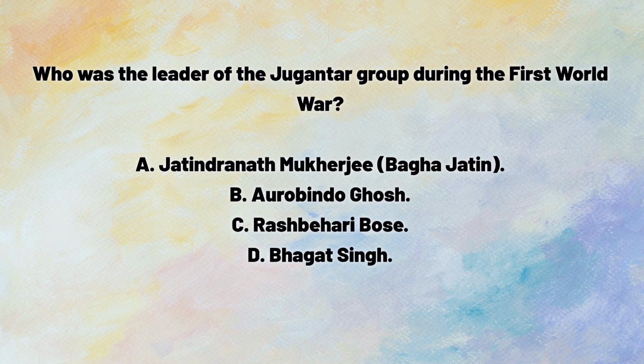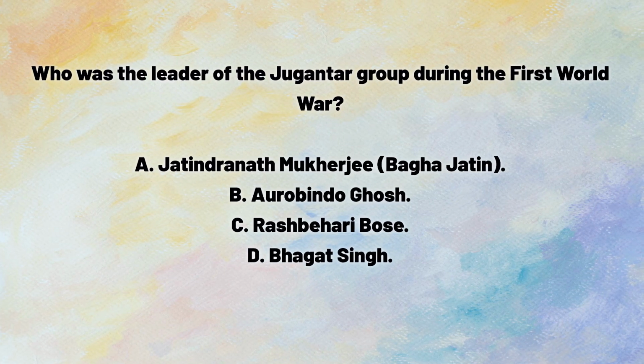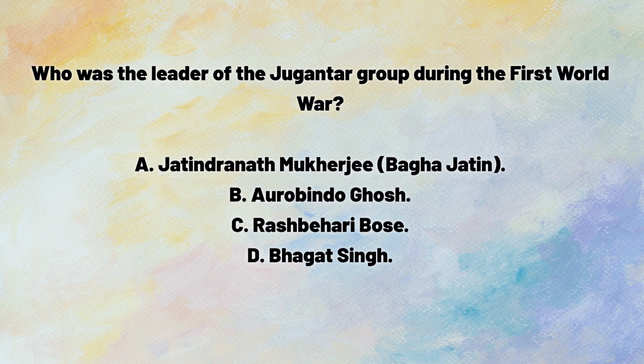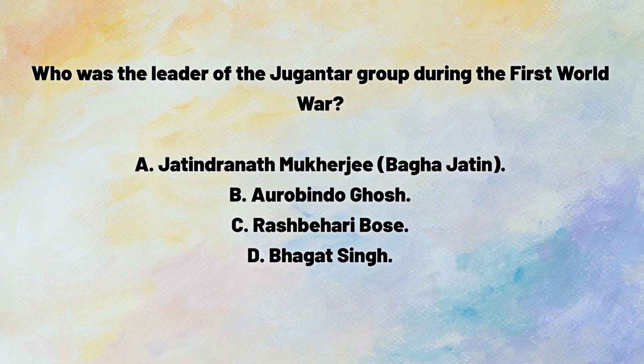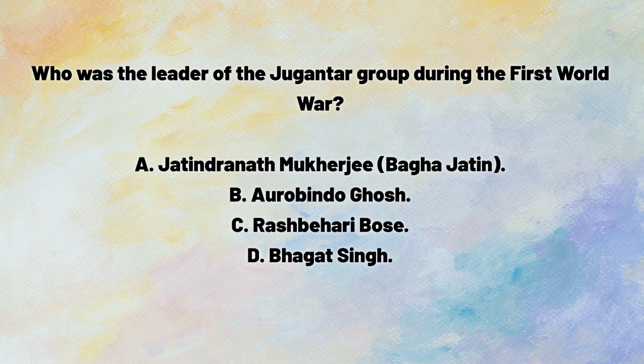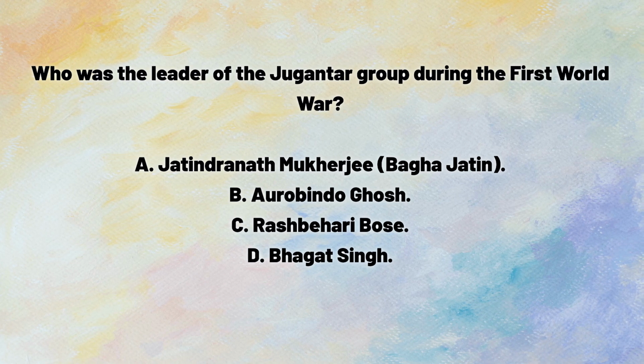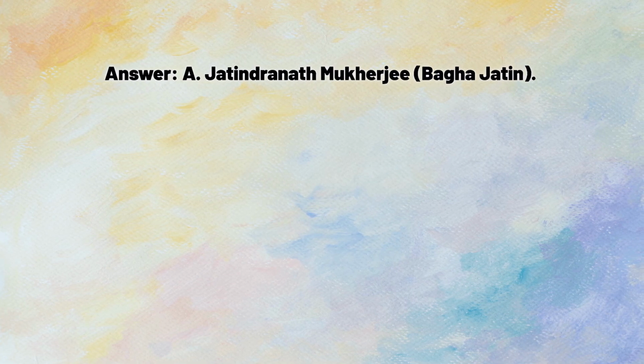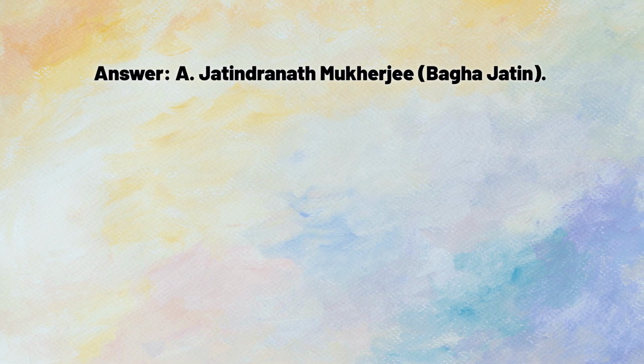Who was the leader of the Jugantar group during the First World War? A. Jatindranath Mukherjee, Bagha Jatin, B. Aurobindo Ghosh, C. Rasbihari Bose, D. Bhagat Singh. Answer: A. Jatindranath Mukherjee, Bagha Jatin.